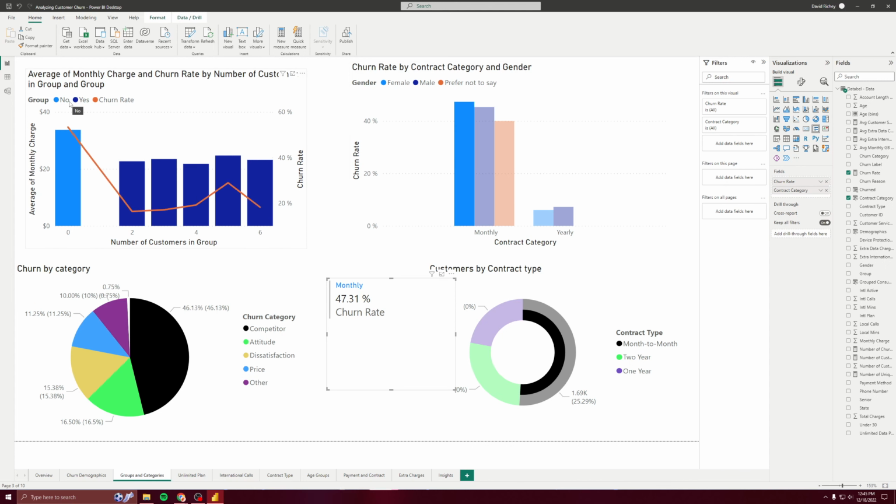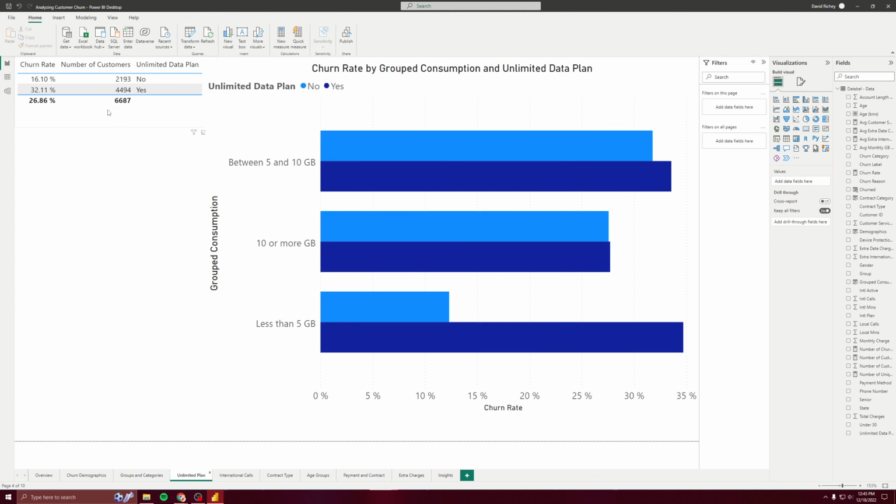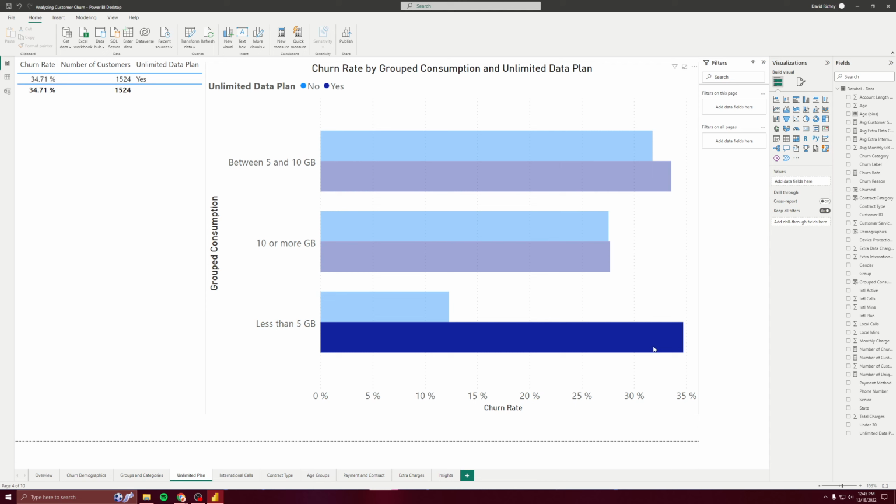I wish I remembered what the group was, but anyway, for the unlimited plan, we have the matrix of churn rate, number of customers, and if they're in the unlimited data plan or not. And they're grouped here by group consumption. So this is how much data they're using in their data plan. And the ones who are using less than 5 gigs have the highest amount of churn rate.